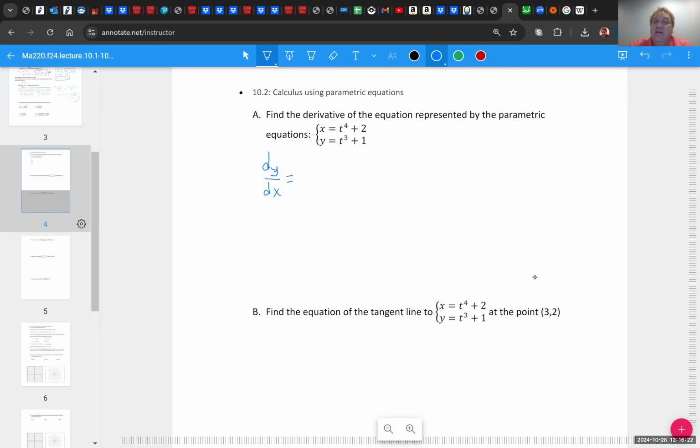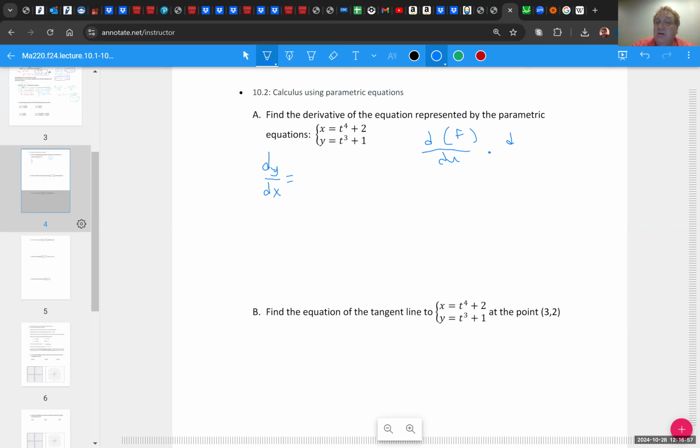All right, so how do we find this? dy/dx means we're differentiating with respect to x, but these equations are in terms of t. So what do we do? Well, we actually do what's called the chain rule. So if you remember the chain rule, you have some function, some inside function, right? And we differentiate that inside function with respect to whatever this thing is. We call the inside function u sometimes. So we differentiate the function with respect to u.